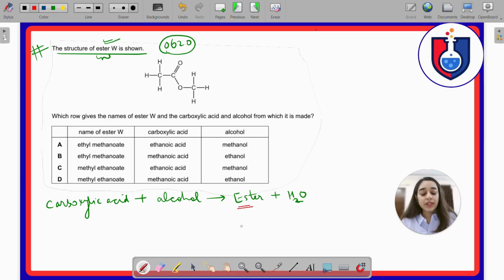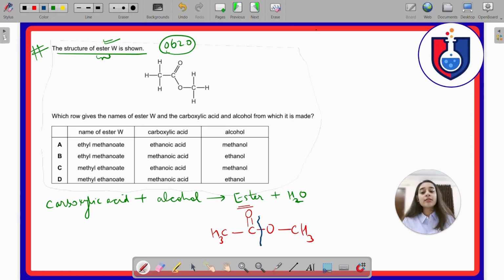Ester looks something like this. It has this C double bond O, O group and carbons attached here. Let's suppose I have one carbon here and one carbon here. This is one example of an ester, right? So what we will do is that we have to think backwards. The ester is given and we have to identify from which carboxylic acid and which alcohol it has been derived. So what we will do is make a cut. Make a cut right here.